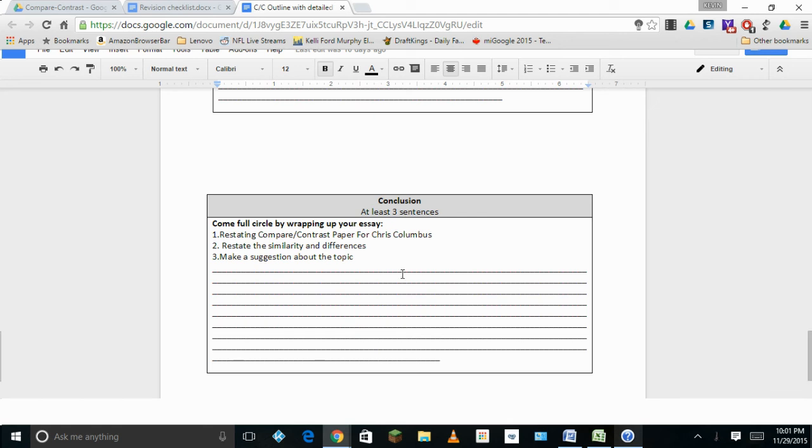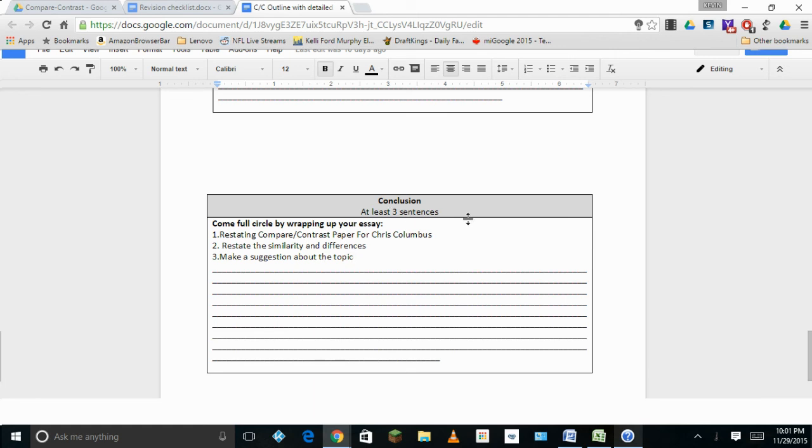And again, I very specifically broke it down. The first sentence should be a restatement that this is a compare and contrast paper over Christopher Columbus. Restate the similarities and differences. You could do that in two sentences, where you could restate the similarity as one and restate the differences as another. And then the third would be to make a suggestion about the topic, possibly something about if you'd like to know more information about Christopher Columbus, you could read these texts or those sorts of things. The students know that making a suggestion is a really strong way to end a paper.